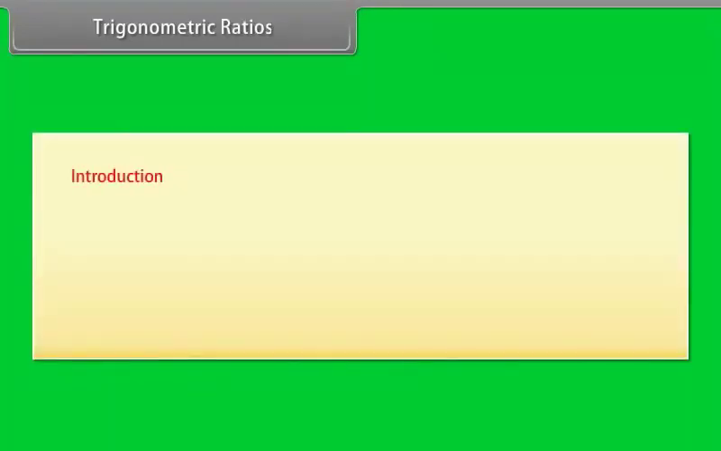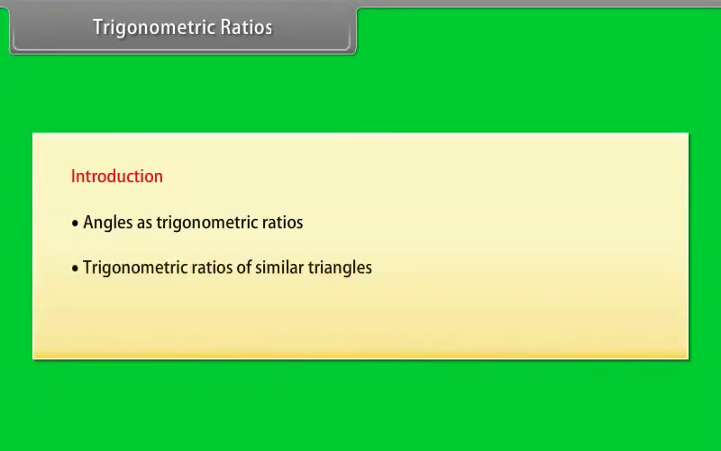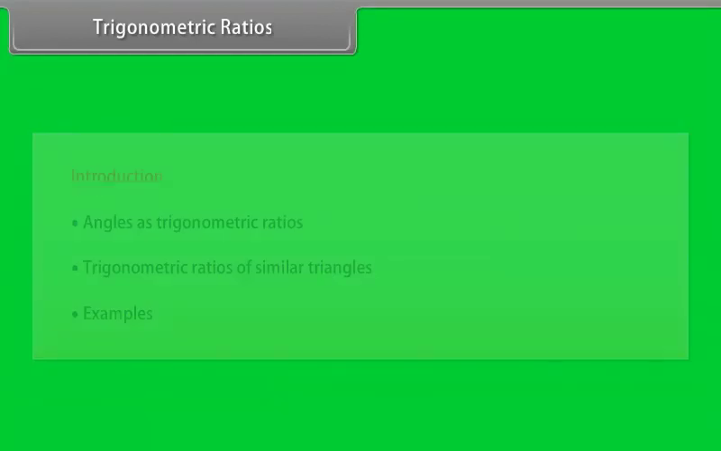Trigonometric ratios. Let us begin our introduction to trigonometry with trigonometric ratios. We will express the angles as trigonometric ratios, compare trigonometric ratios of similar triangles, and solve examples.